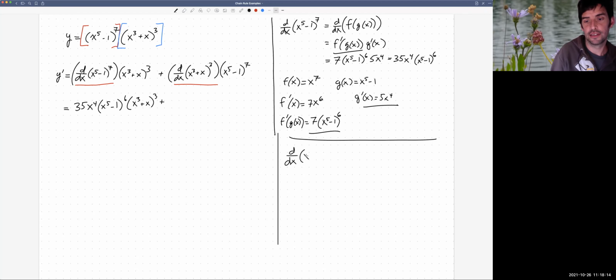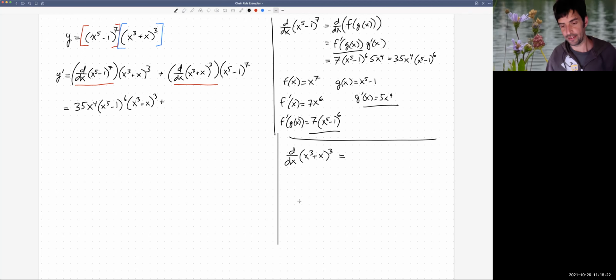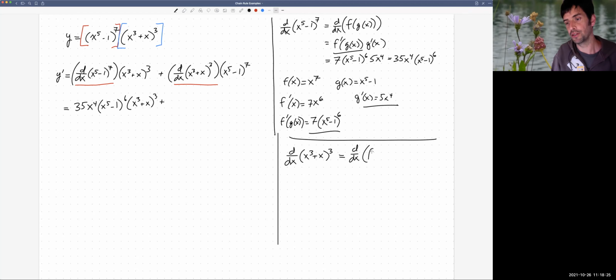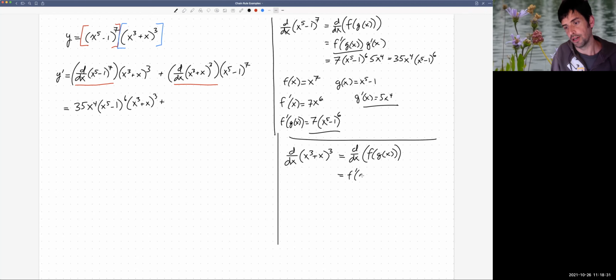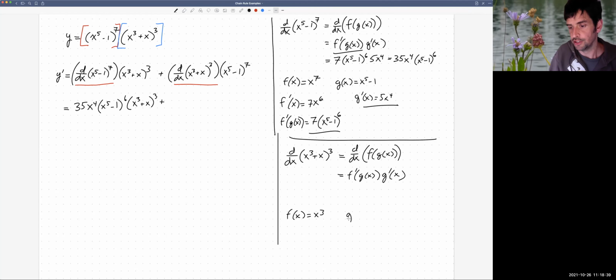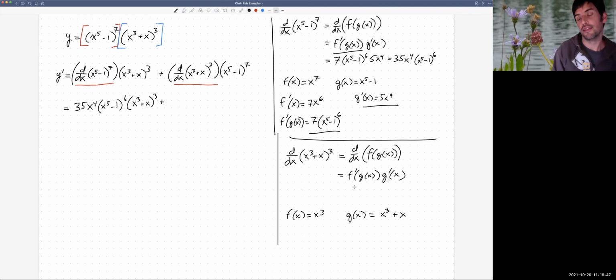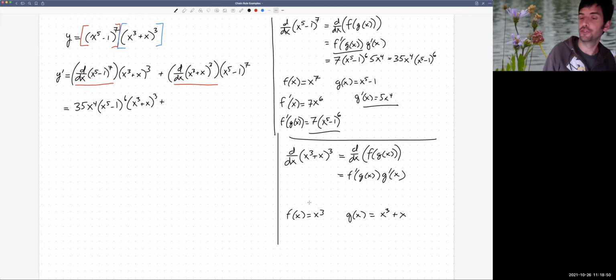d/dx of (x^3 + x)^... Very similar idea. I'll try to write this as a composition again. So this is what I'm hoping to do. I'm hoping to use my chain rule: f'(g(x)) g'(x). So what if I let f(x) equal x cubed, g(x) is equal to x cubed plus x. So if I put g into f, then that certainly is a composition that is equal to this original function. And then our derivatives are simple enough.